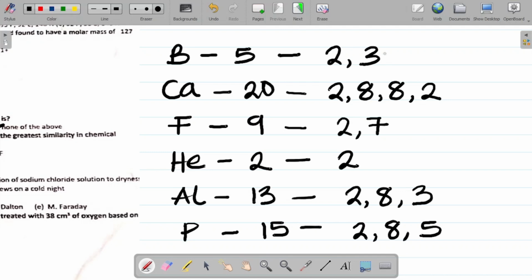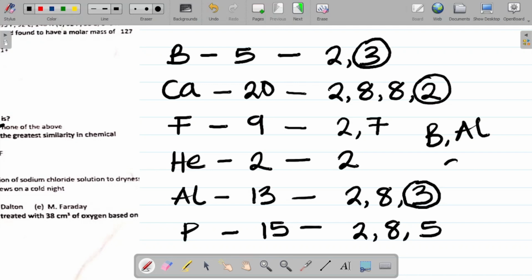That means the last numbers are the same. So one of it would be boron and aluminium. You can see that boron and aluminium have the same valence electron. That's 3, 3. So that's a correct option. Also, we have calcium, that's Ca, having 2, and of course helium, that's He, having 2 valence electrons.